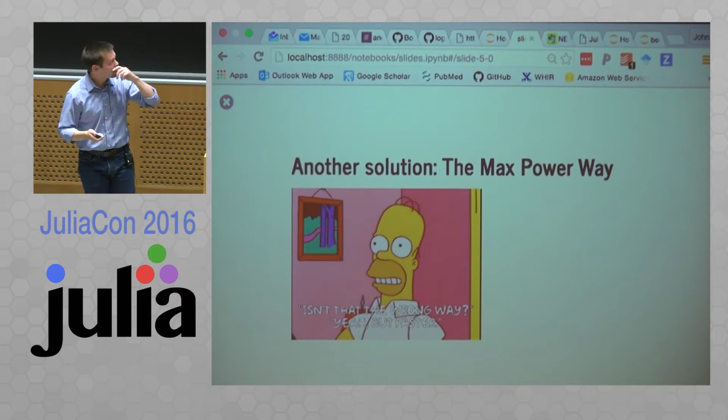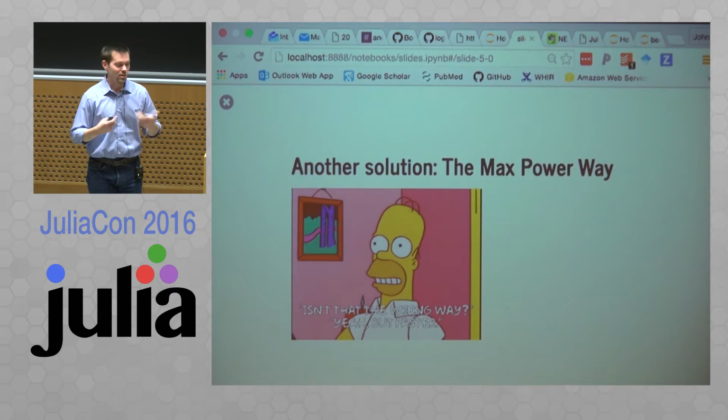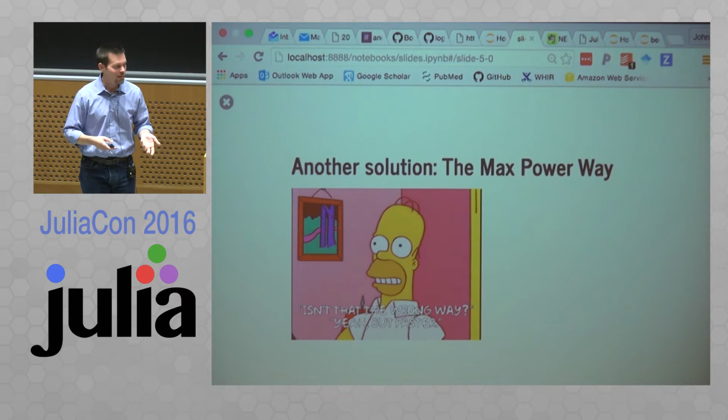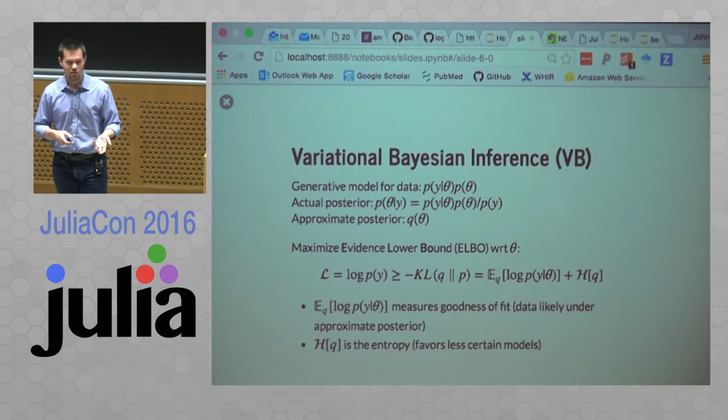Some of you remember this old episode of The Simpsons. The package was very nearly Max Power JL. So Homer says there are 3 ways to do things. There's the right way, the wrong way, and the max power way. And Bart says, isn't that the wrong way? And he says, yes, but faster. That's what variational inference is. It's the wrong way, but it's faster.